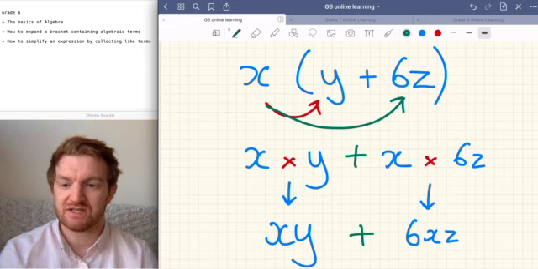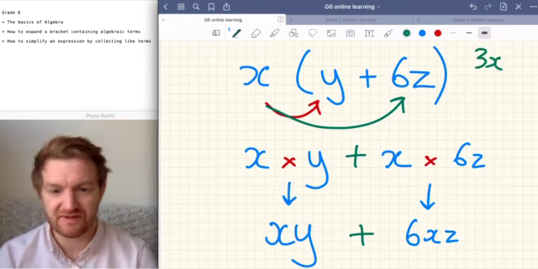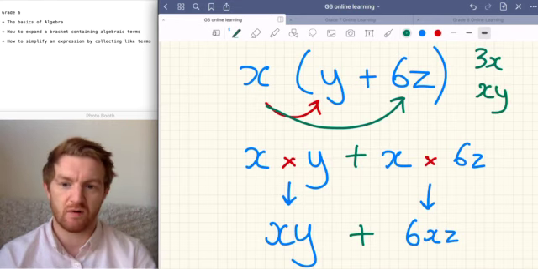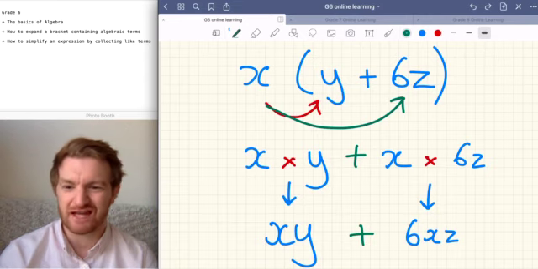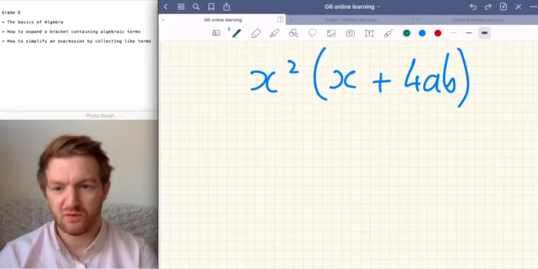So anytime you see two things, like think about it, we've seen 3x, that means 3 times x. We can see xy, that means x times y. These things become more natural with practice. Okay, any more? Oh, yay!